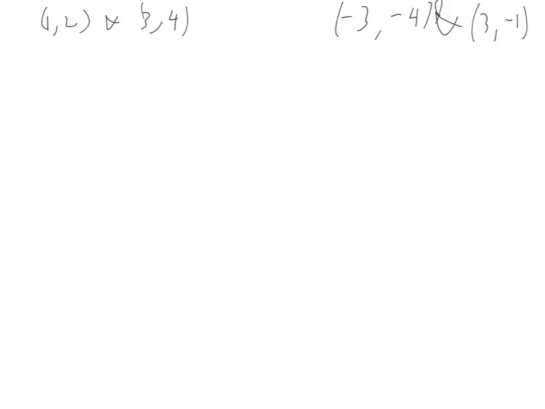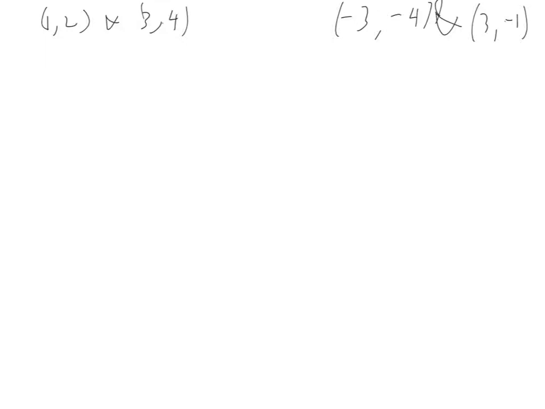Okay, what we're doing here is finding the length of a line between these two sets of points. So we're finding a length that goes from (1, 2) to (3, 4), and then from (-3, -4) to (3, -1). Now, whose theorem are we going to use for this? Which Greek guy? That's right, Pythagoras.